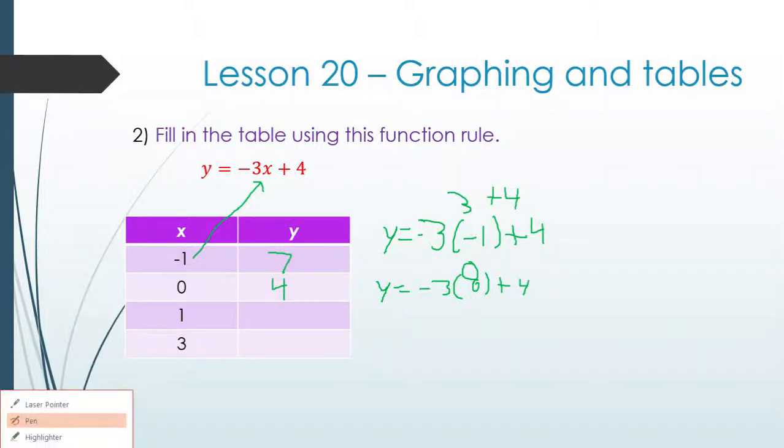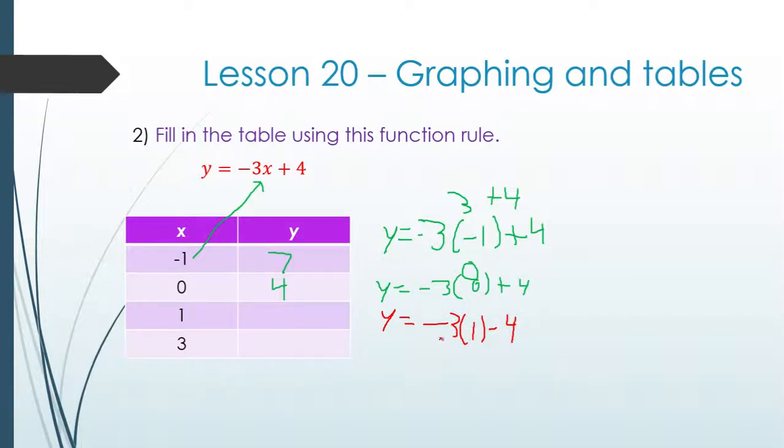Now let's look at 1. I'm going to change color on this one so we don't get too confused. So we're saying y equals negative 3 times 1 plus 4. Well, what's negative 3 times 1? Negative 3 plus 4. Those are different signs, negative 3 and positive 4, so we actually subtract. So 4 minus 3, 1. So that's going to be my answer.